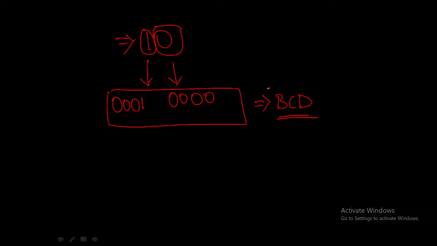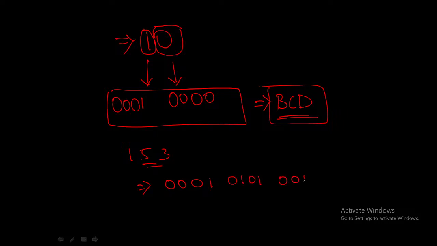This is how we represent the BCD form of 2-digit numbers, from 10 to 99. If it is a 3-digit number, again we have to represent each and every decimal digit in its binary form. Let's say we have 153: 1 is 0001, 5 is 0101, and 3 is 0011. This is how we represent the BCD number of a decimal number. I hope it is clear.